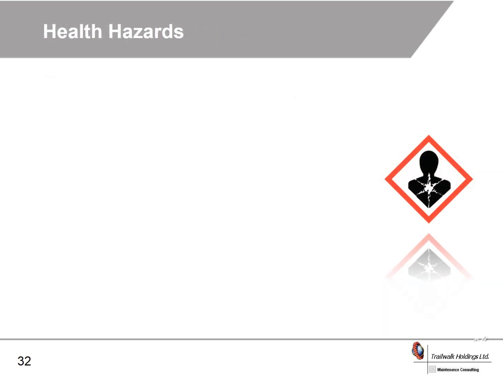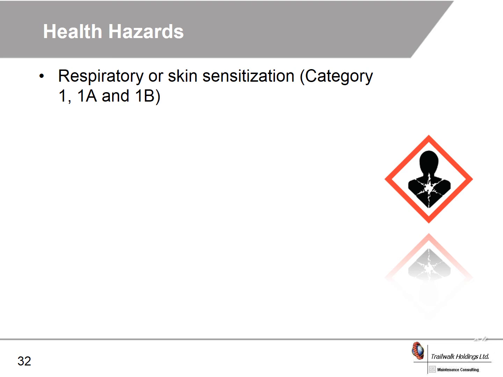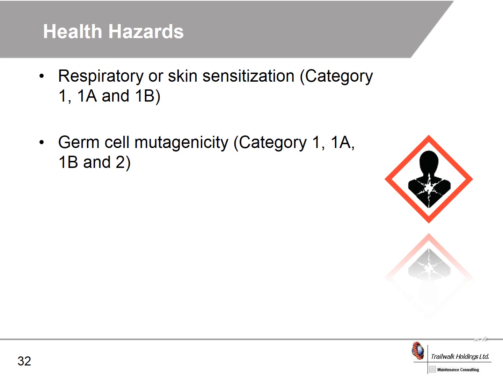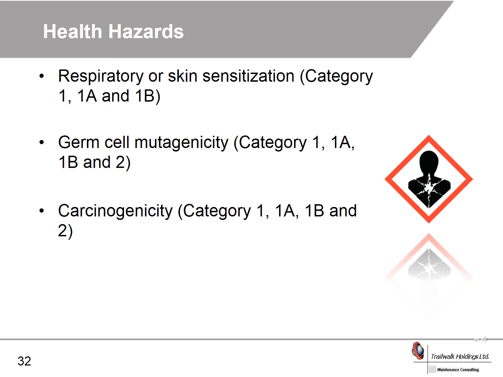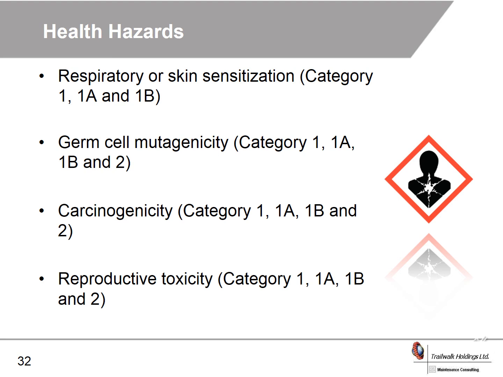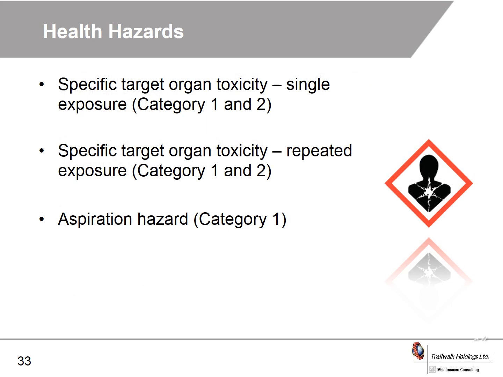The health hazard pictogram identifies respiratory and skin sensitization, category 1, 1A, and 1B. Germ cell mutagenicity, category 1, 1A, 1B, and 2. Carcinogenicity, category 1, 1A, 1B, and 2. Reproductive toxicity, category 1, 1A, 1B, and 2. Specific target organ toxicity, single exposure, category 1 and 2. Specific target organ toxicity, repeated exposure, category 1 and 2.